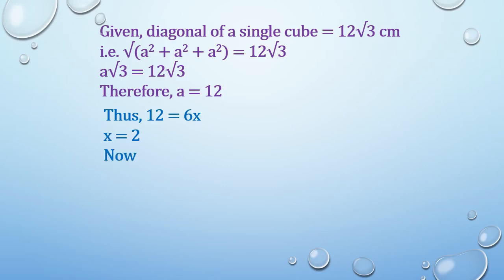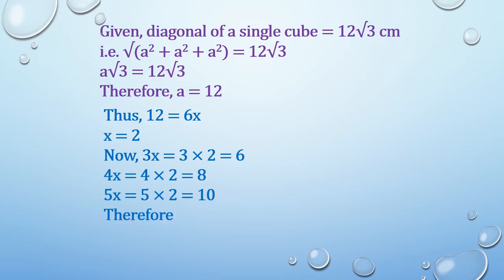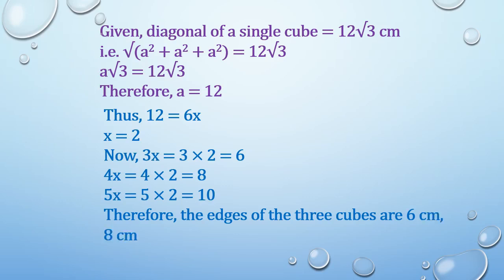Now, substituting the x value. Now, 3x is equal to 3 into 2 is equal to 6. 4x is equal to 4 into 2 is equal to 8. 5x is equal to 5 into 2 is equal to 10. Therefore, the edges of the 3 cubes are 6 cm, 8 cm and 10 cm respectively.